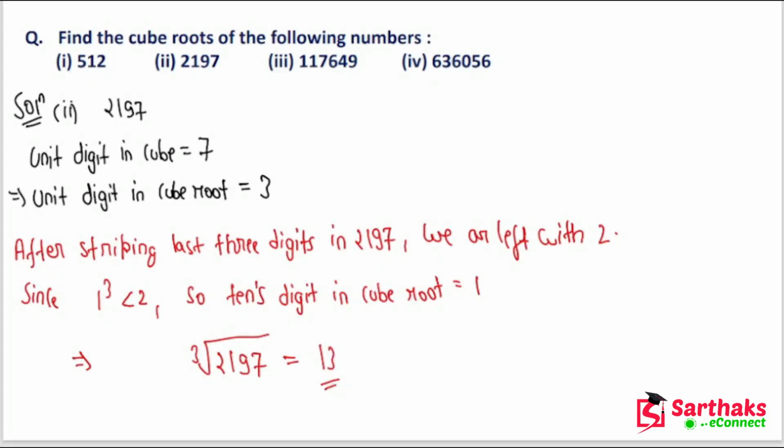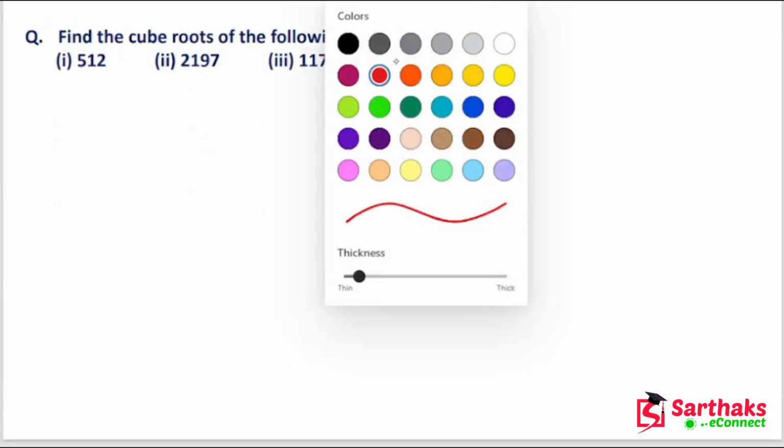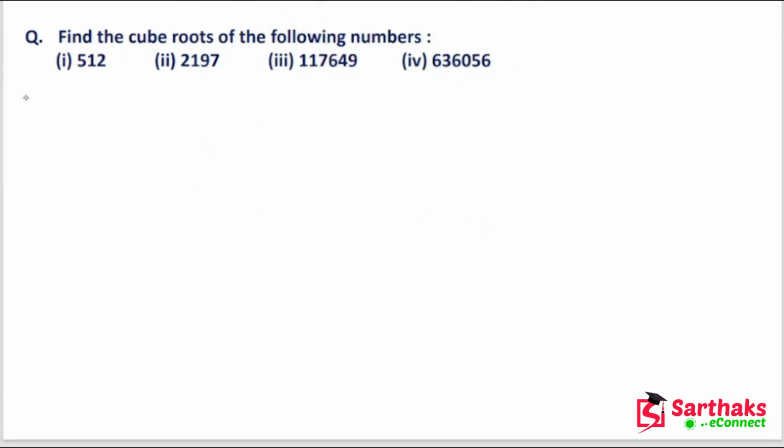So after striking the last 3 digits in 2197, we are left with 2. Since 1 cube is less than 2, the tens digit in the cube root is equal to 1, which gives us that the cube root of 2197 is 13. Okay, so you must be knowing how to apply this method. Let us calculate the cube root of this third part, which is 117649, because it is a full 6 digit number. Let us calculate it using the method.